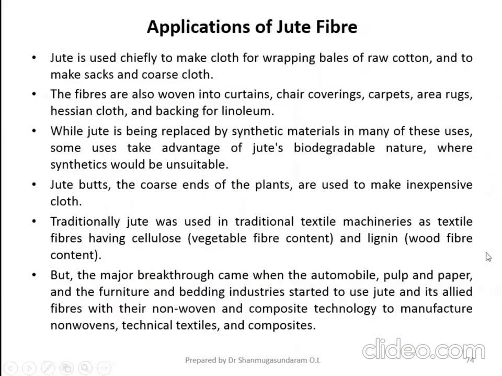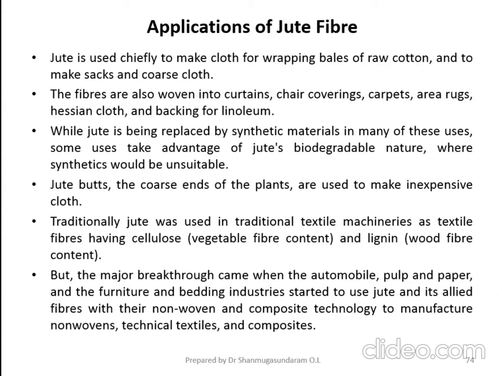So coming to the application part, jute is used chiefly to make cloth for wrapping bales of raw cotton and to make sacks and coarse cloth. The fibers are also woven into curtains, chair coverings, carpets, area rugs, design cloth or backing for linoleum. While jute is being replaced by synthetic materials in many uses, jute has some advantages. Jute is a biodegradable fiber, whereas synthetic fiber is not biodegradable. That is the reason why we are replacing synthetic fiber in some situations.